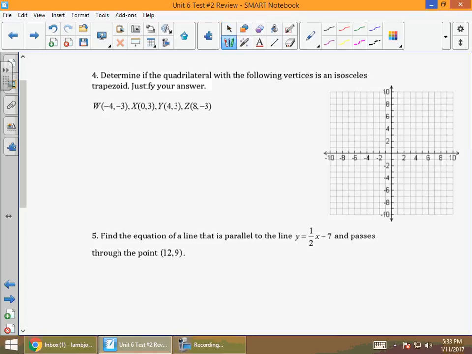This is questions number 4, 5, and 7. For some reason, the numbering's screwy on this again. Number 4 says, determine if the quadrilateral with following vertices is an isosceles trapezoid.